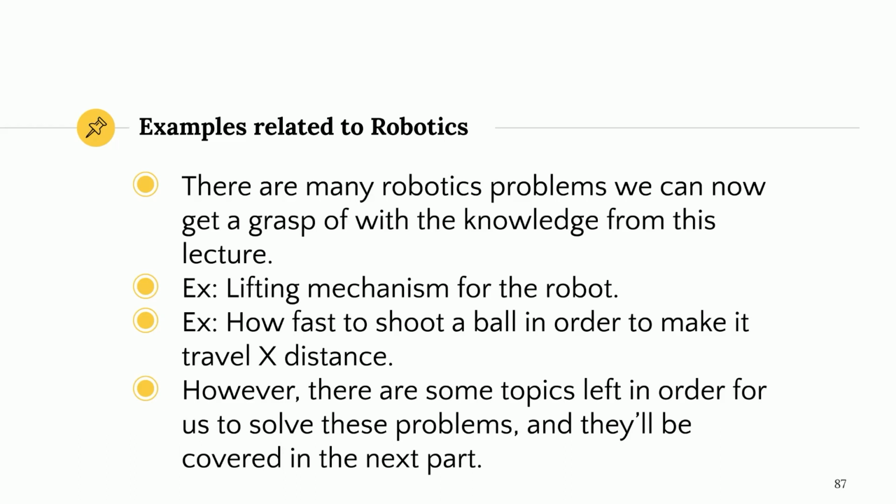We also know how fast to shoot a ball in order to make it travel X distance. Technically, we are going to have to derive some ideas from what we learned in this course with how vertical direction and horizontal direction goes. But we can use all of the math we learned in this course so far in order to figure out how fast we need to shoot that ball.